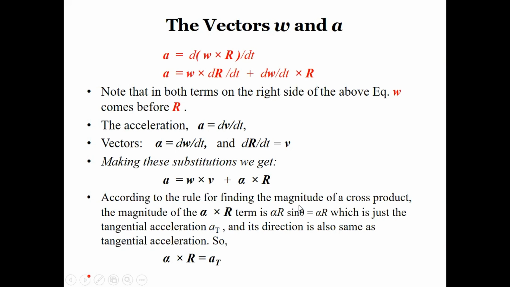According to the rule for finding the magnitude of the cross product, the magnitude of alpha cross r can be said as alpha times r times sine of theta. And if the angle between alpha and r is 90 degrees, then this is alpha into r, because sine of 90 degrees will become 1. Also we know that the direction of alpha cross r is the same as the tangential acceleration direction. Therefore, this term alpha into r is the tangential acceleration.